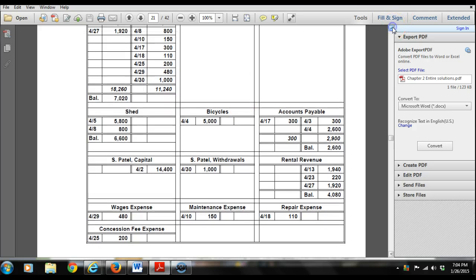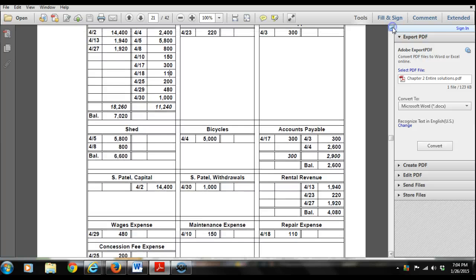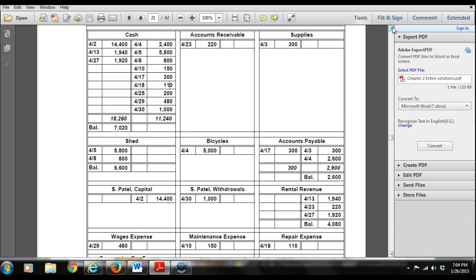We've now posted all of the transactions to the T accounts. Our job now is to total them and create a balance. As you can see with the cash balance, we total our debits and we total our credits, and the difference will be our cash balance of $7,020. The cash, which is an asset, has a normal debit balance.